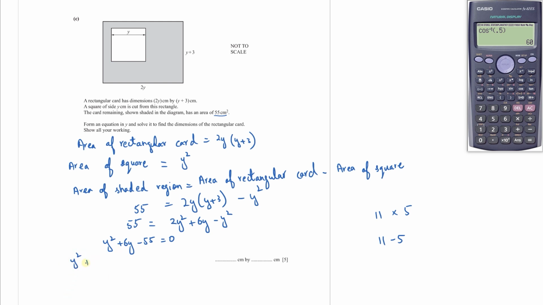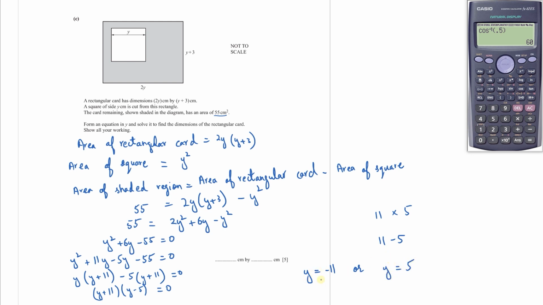So this will become y square plus 11y minus 5y minus 55 equals to 0. So this will be y into y plus 11 minus 5 into y plus 11 equals to 0. This will become y plus 11 into y minus 5 equals to 0. So this will give you y equals to minus 11 or y equals to plus 5. So minus 11 is not a correct value because here you can see that the side of this square is y. So the side length cannot be a negative value. So you can reject this value. So your actual value of y is 5.